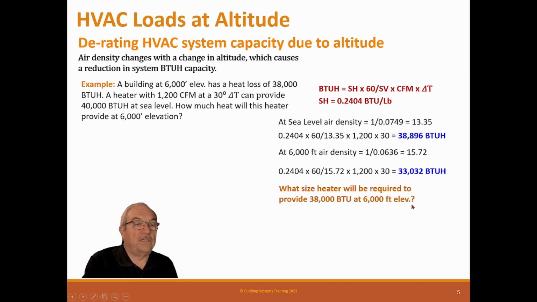So what size heater would be required to provide 38,000? If this one won't do it, what do we need? If we take that 15.72 over 13.35, it gives us a ratio of 1.178 to multiply times 38,000. Well, we need a heater that'll do 44,000 BTU at sea level. This one will do 40,000, so it's not a good enough heater. We need a bigger heater, at least 44,000 at sea level, and that will give us 38,000 at altitude.